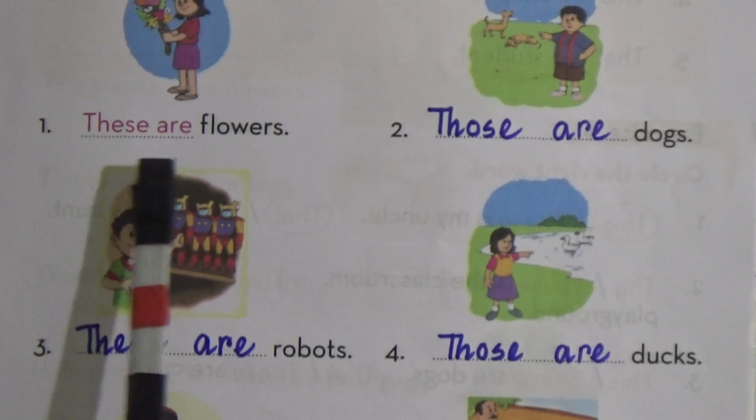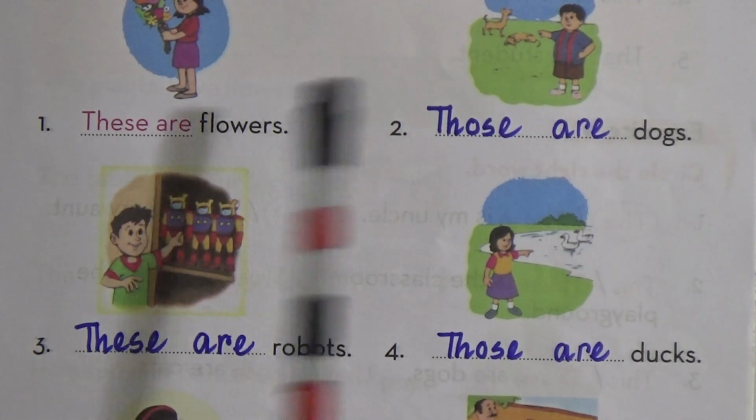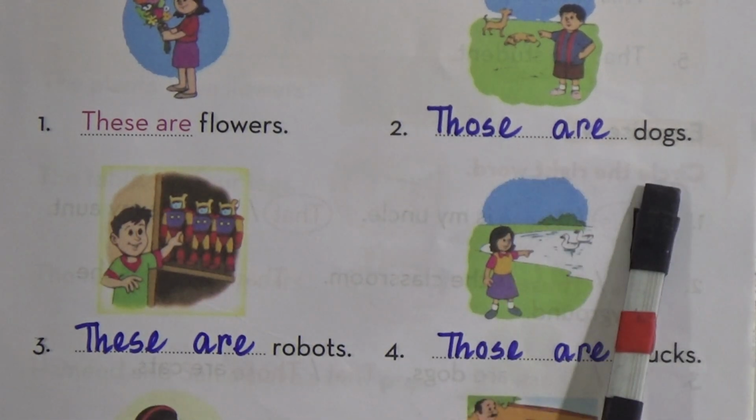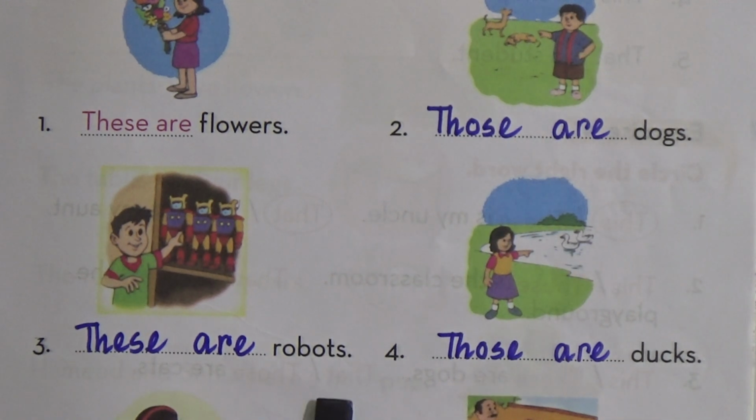Okay, now we will revise exercise 2. Number 1, these are flowers. Those are dogs. These are robots. Those are ducks. These are pencils. These are toys.